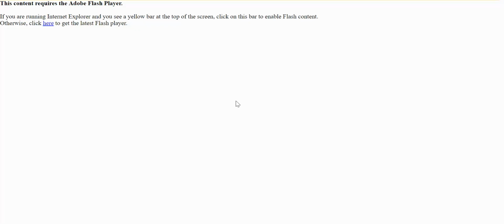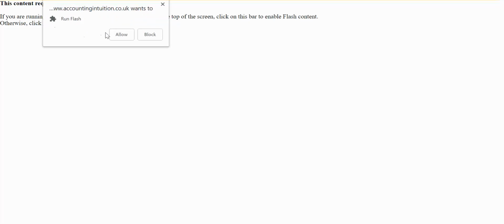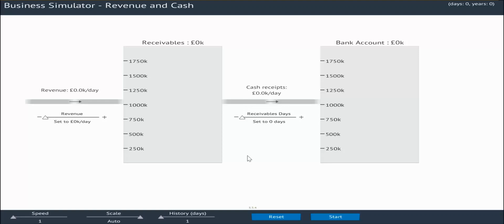In this video, we're going to take a look at the first interactive model. When you first load it, you'll see this message. If you click here and then click Allow, after a couple of seconds, the model will load.